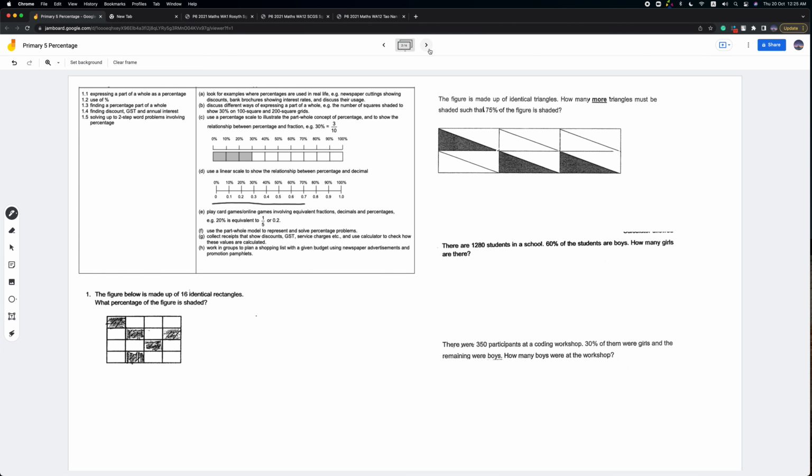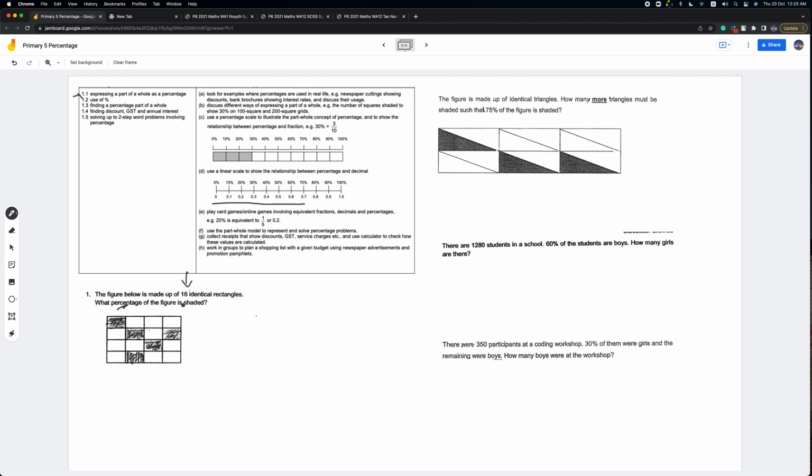Okay, now the next part here is addressing this issue again, expressing a part of a whole as a percentage. So this is the whole. Okay, 16 rectangles. What percentage?